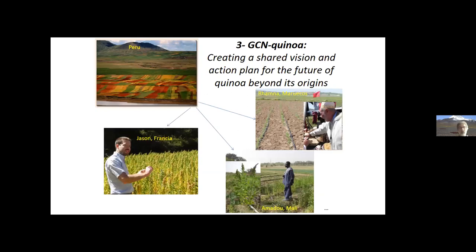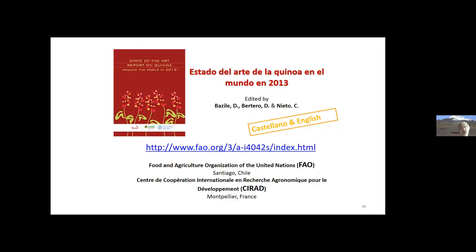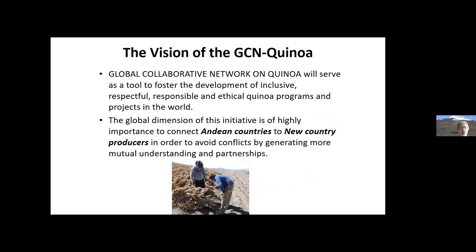I developed five years ago a global collaboration network on quinoa, GCN Quinoa. The objective of this global collaborative network is to create a shared vision and action plan for the future of quinoa beyond its origin. We develop many open access publications to share all the information we develop, and we propose them to all the scientists who are interested in this crop. The vision of this network will serve as a tool to foster the development of inclusive, respectful, responsible, and ethical quinoa programs and projects all over the world. The global dimension of this initiative is of high importance to connect Andean countries to new producer countries in order to avoid conflicts by generating more mutual understanding and partnerships.